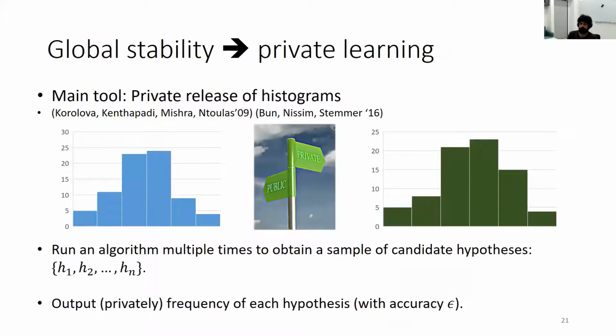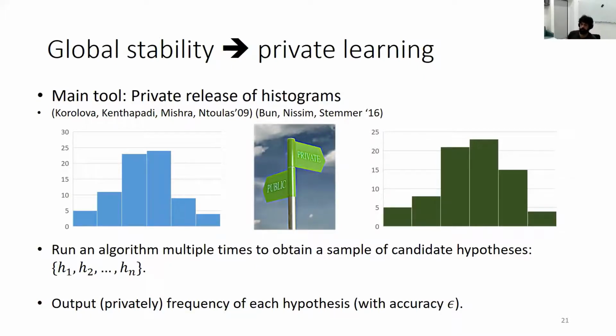So now, as planned, first we show that global stability implies private learning. This follows from a standard existing result in differential privacy. We basically exploit a private algorithm that, given a list of elements, publishes the frequency of each element in the list with some error. With such a mechanism and a globally stable algorithm, our private algorithm works as follows. We run the learner multiple times, which gives us a list of hypotheses, and then we publish the frequency of every hypothesis privately.